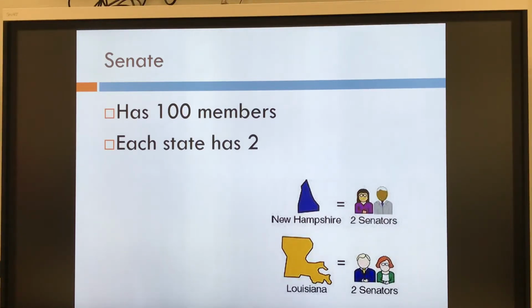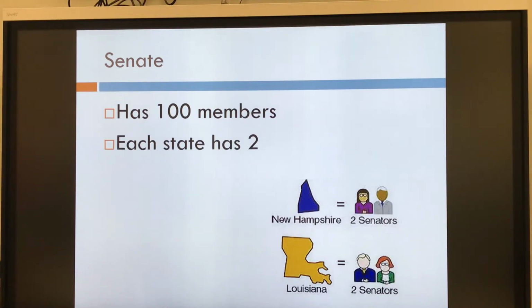Every state gets 2. What happened was when they were trying to draw up the Constitution, there was some debate between some of the states. Some states, like Virginia back in the 1700s, wanted the Congress to be based on population. Virginia wanted more representatives in Congress because they had more people living there. A state like New Jersey, on the other hand, didn't like that because New Jersey was a small state. They thought every state should be treated equal.